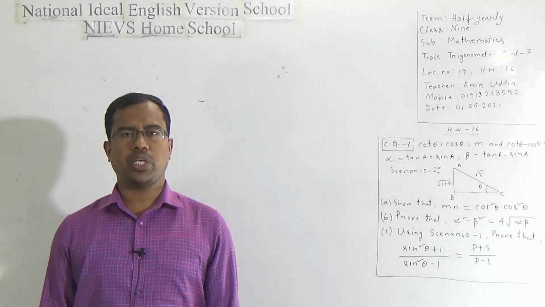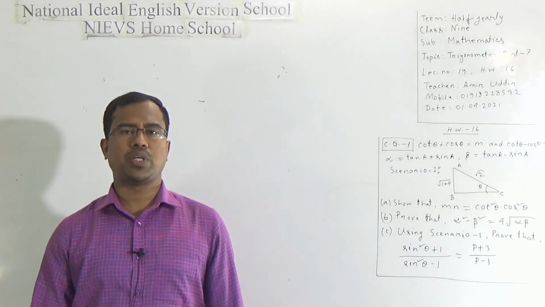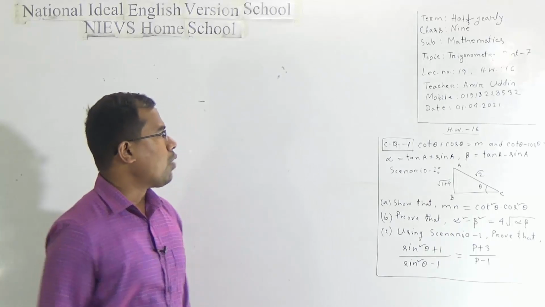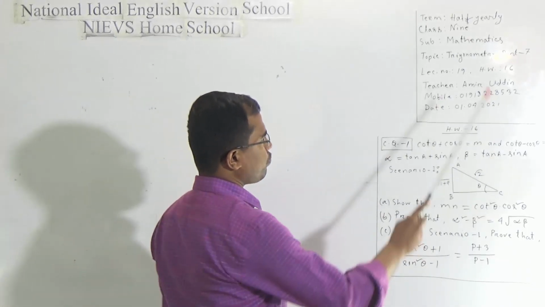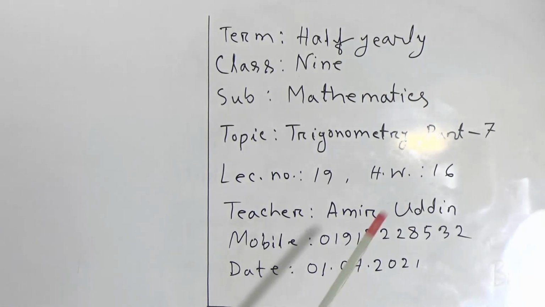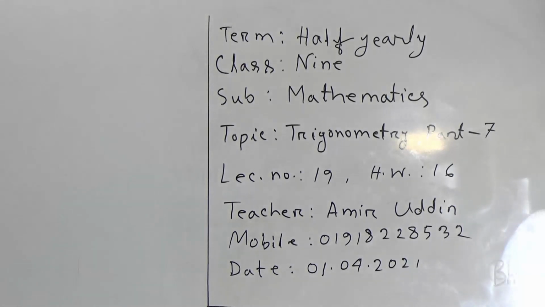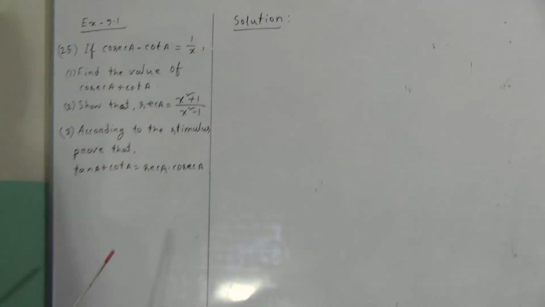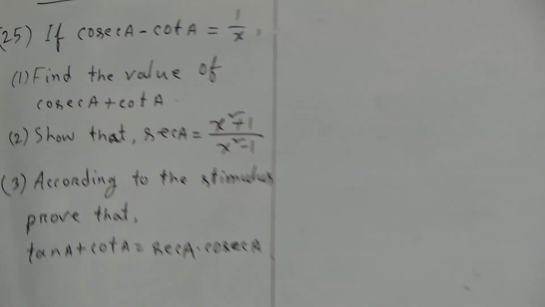Dear students, today I am going to take a math class for the students of class 9. Our today's topic, trigonometry for 7. This is lecture number 19 and HW number 16. Okay, dear students, let us start our today's class. Today we will solve 25 number math from exercise 9.1.